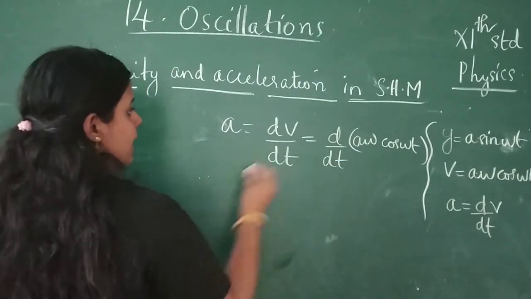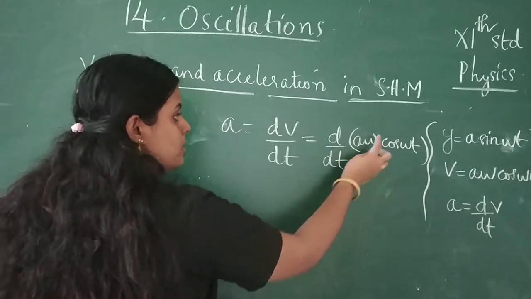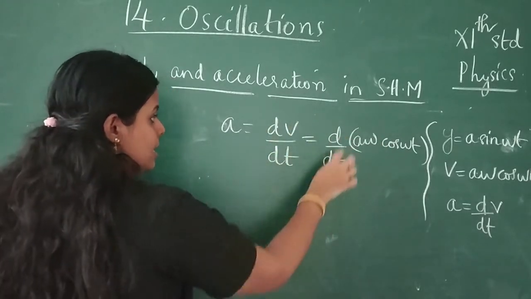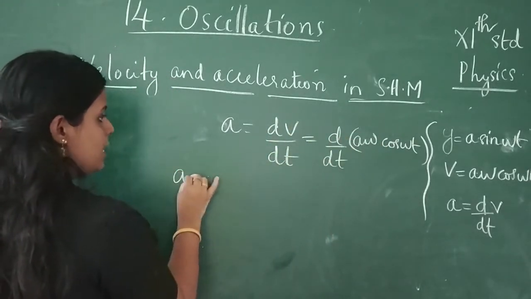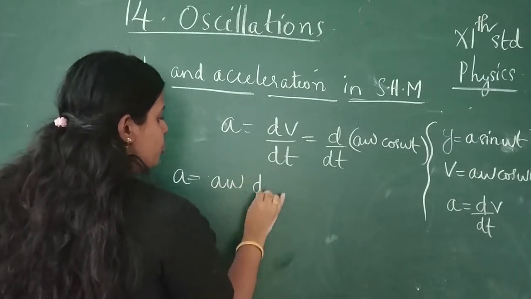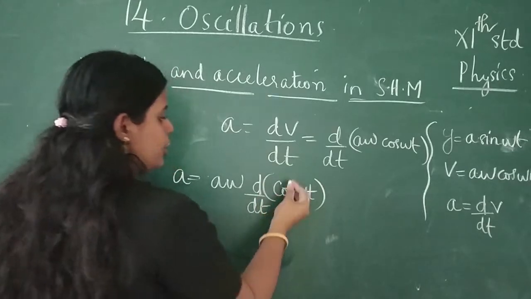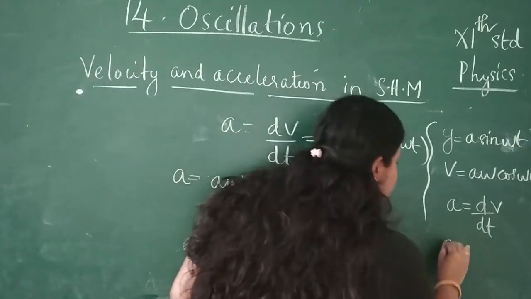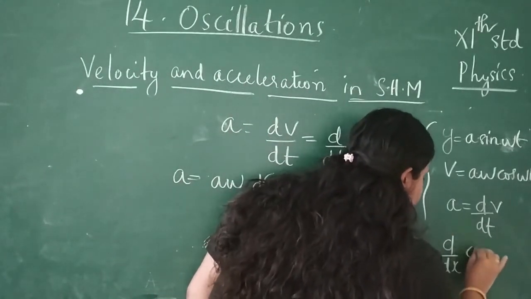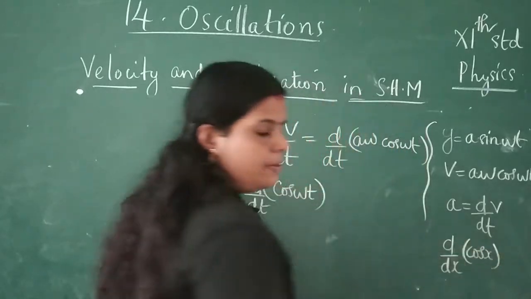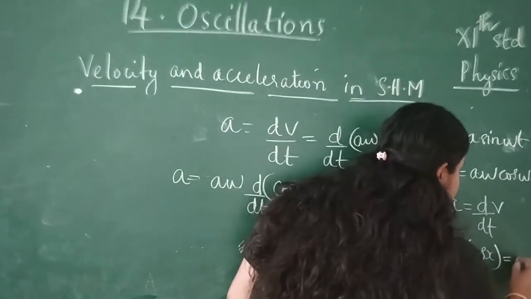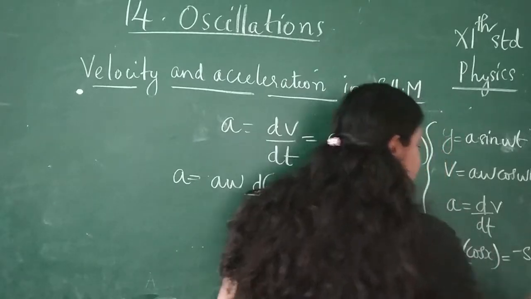So listen children, in the first step we can take constants outside of this differential sign. So this will be a equal to a omega into d by dt of cos omega t. What is d by dx of cos x? Yes, that is minus sin x.